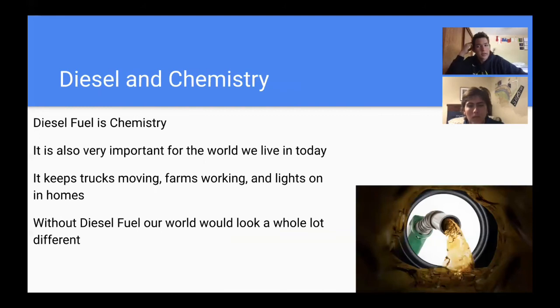So, diesel and chemistry. Diesel fuel is pretty much chemistry. It's important for the world that we live in today, and it's found in almost every aspect of our lives. It keeps trucks moving on the highway that haul our goods and our groceries. It keeps farms working that produce our food that we need to eat, and it keeps the lights on in our home by making electricity and all sorts of other things. Without diesel fuel, our world would look a whole lot different, and the chemistry in diesel fuel is really important for that aspect of it.